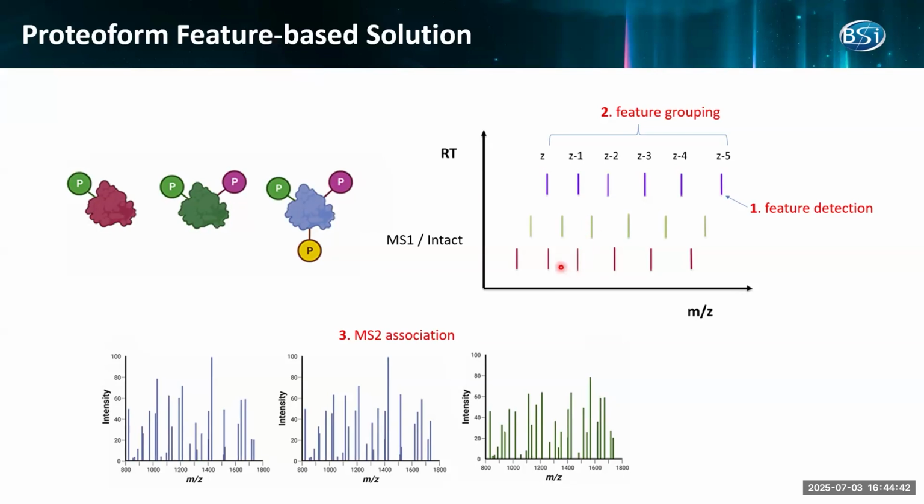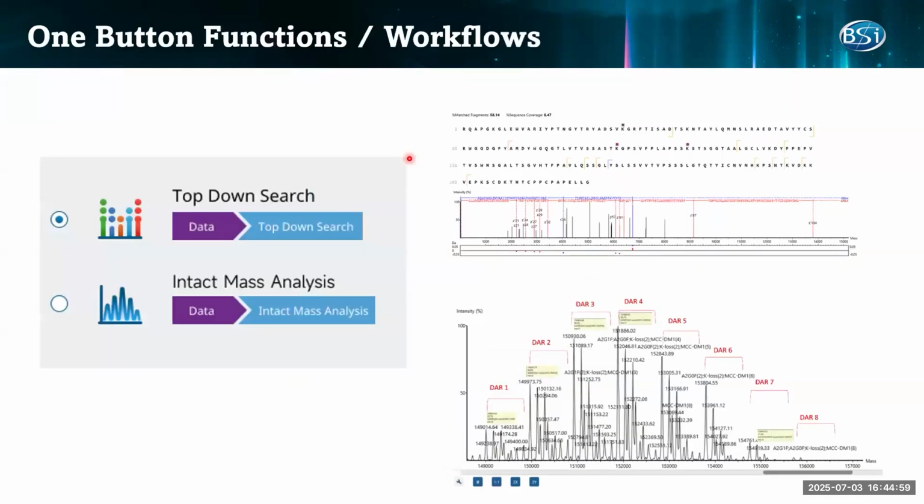And in this case, if our proteoform 1 doesn't have tandem spectra, technically we have no way to identify it. Okay, this is the algorithm. It's a proteoform feature-based solution, similar to our bottom-up.